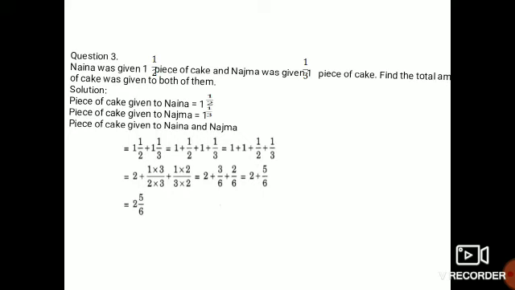Now we'll add the fractions. It will be 2 plus 3, 5 by 6, and what is the whole part? It is 2. 2 plus 5 by 6, so the result is 2 wholes and 5 by 6. So hence the total amount of cake given to both of them was 2 5 by 6. I hope this question is clear.